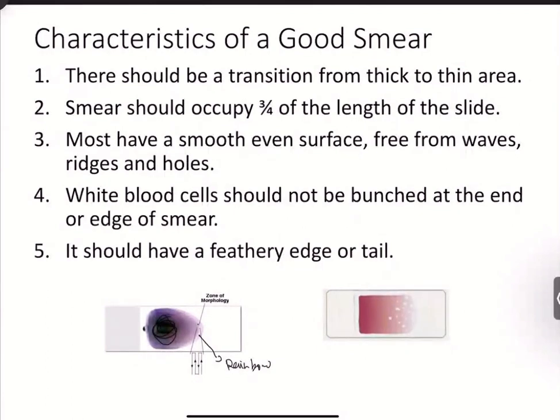The rainbow. Also, the smear should occupy 3/4 of the length of the slide. This is 3/4 of the slide because we don't consider the frosted area to be counted in the slide length, because you cannot smear in the frosted area. You cannot see under the frosted area. It should be 3/4. If your slide is not frosted, it should be about this size.